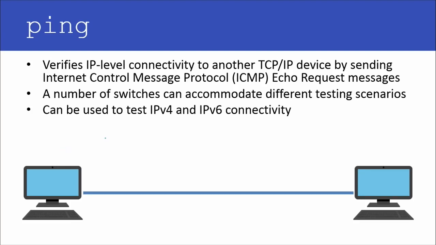Right? What ping does is it verifies IP level connectivity to another TCP/IP device by sending an ICMP echo request message. So pretend that this little message right there, that little bit of data, is an ICMP echo request. What's going to happen is that the other computer is going to send it back, and you're going to see that the connectivity exists between those two devices. Okay.